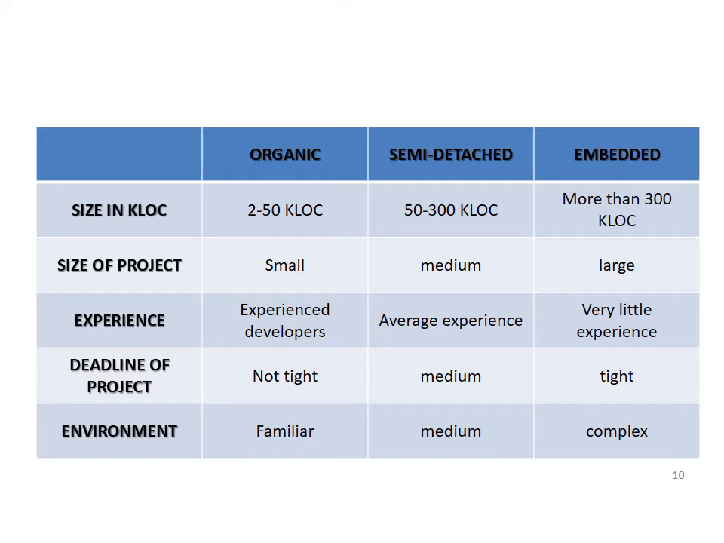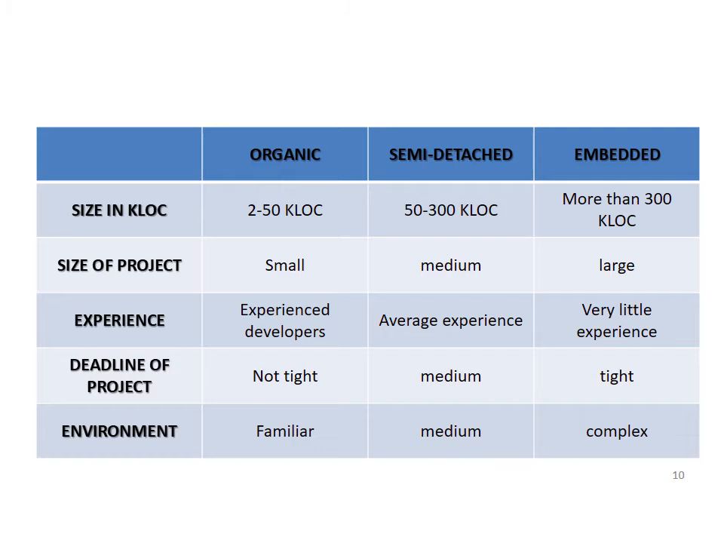The features of a semi-detached project are: the size of the project is 50 to 300 kilolines of code, that is, the size is medium, the developers have average experience, the deadline of the project is medium, and the working environment is also of medium character. And in the case of an embedded project, the size is more than 300 kilolines of code, that is, the size of the project is large, the developers have very little experience, the deadline of the project is tight, and the environment is complex.